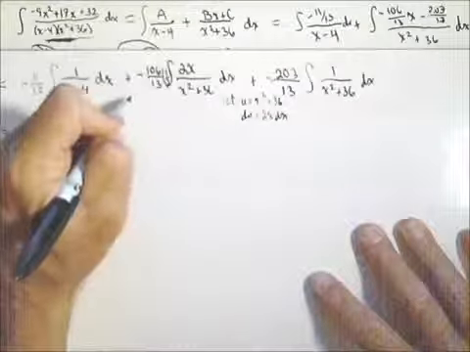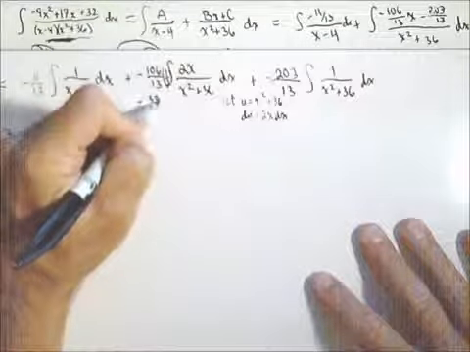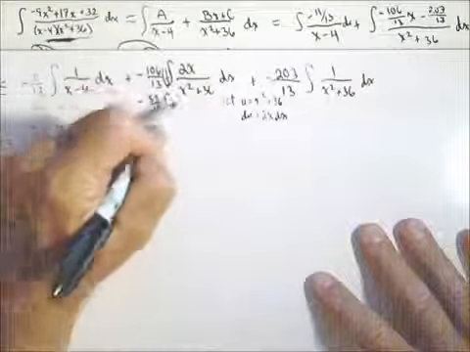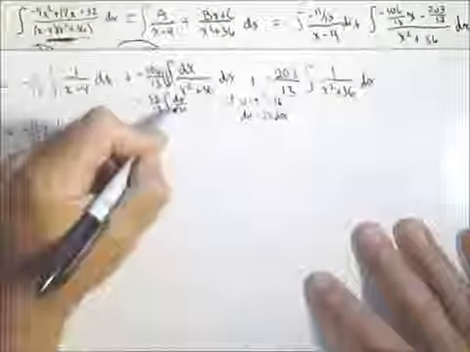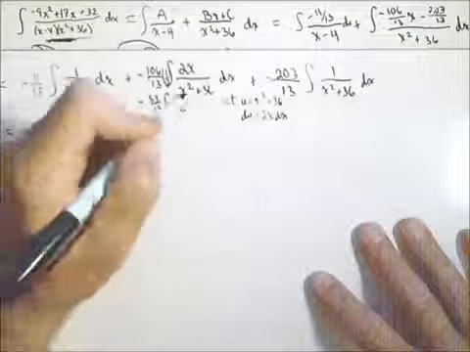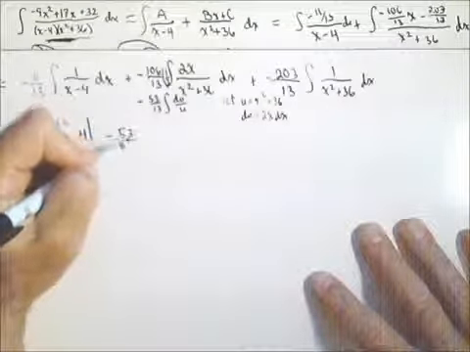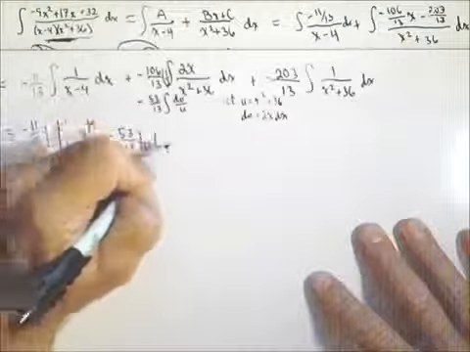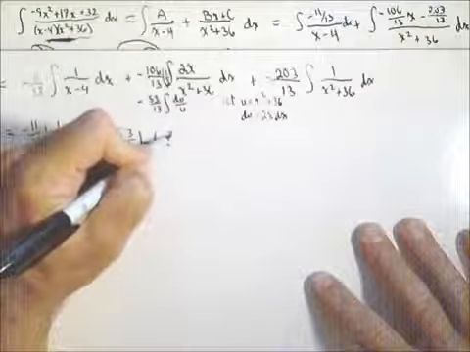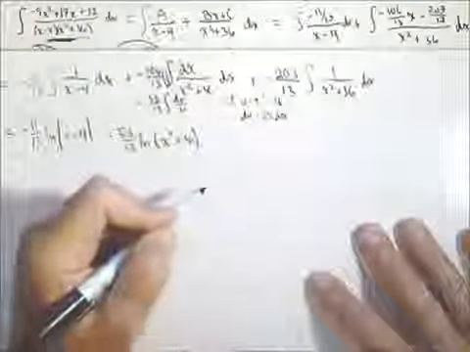And that is going to give me a negative 53 over 13 times the integral of du over u, which is just an ln of u. So this is minus 53 over 13 times the natural log. Now this time we don't need absolute value because the u was just x squared plus 36. So we can use parentheses.